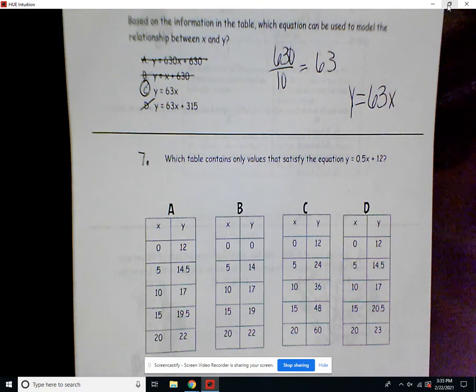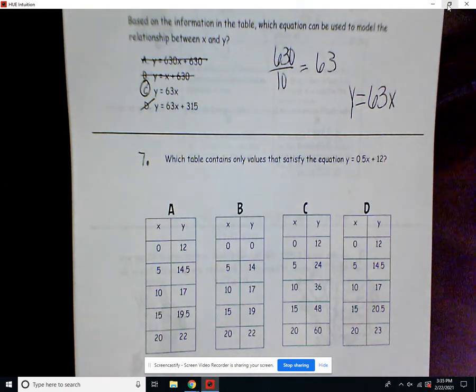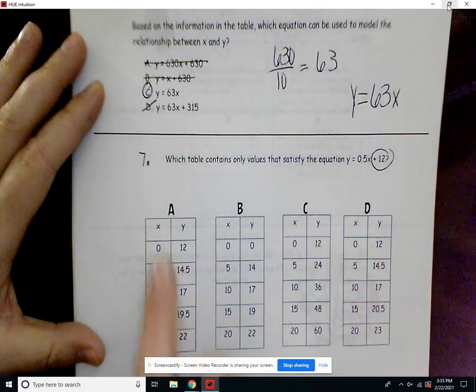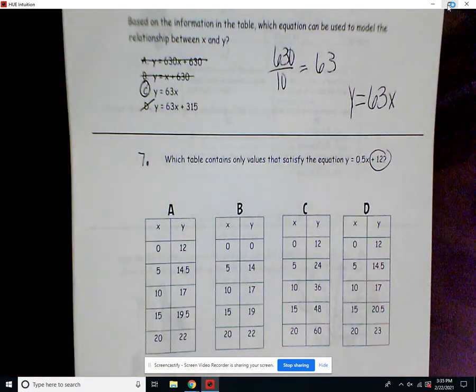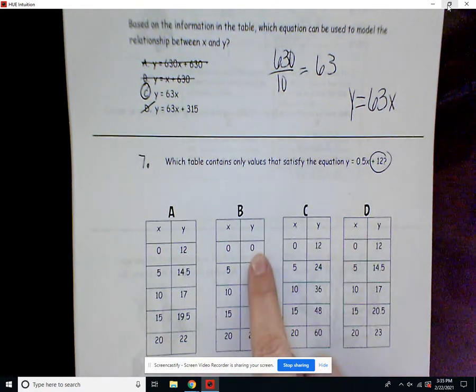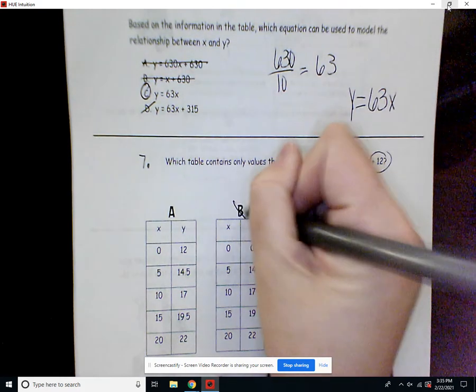Okay. So number 7, which table contains values that satisfy the equation y equals 0.5x plus 12? Okay. So one thing we can look at is the plus 12. Since there is 0 for all the tables, when x is 0, the y will be what goes at the end. And so all of these say 12, but B says 0.